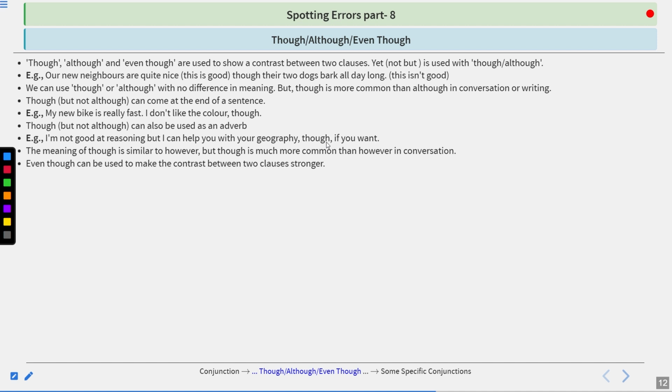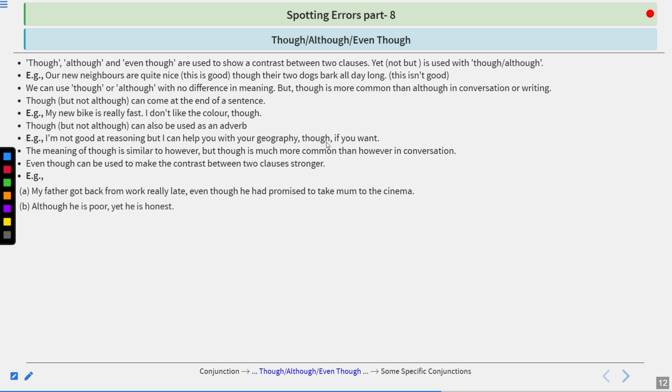Even though can be used to make the contrast between two clauses stronger. So if you use even though instead of though and although, it makes the meaning much stronger. My father got back from work really late, even though he had promised to take mom to the cinema. So surprise is being expressed. Although he is poor, yet he is honest. Here we have used yet, but not but, with although. Yet comes with although.